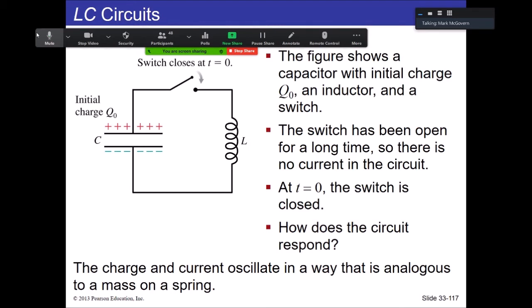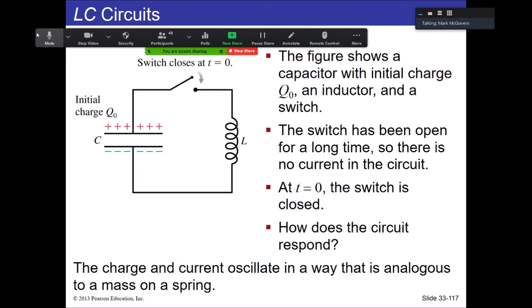Okay, so to start off with, the capacitor is charged here. There's some potential difference because of some initial charge we're calling Q naught on there. Now notice there's no battery here, so we can be under the assumption that a battery maybe charged this, and then we're switching over to the inductor. And then we're going to close the switch, and we're going to think about what will happen here.